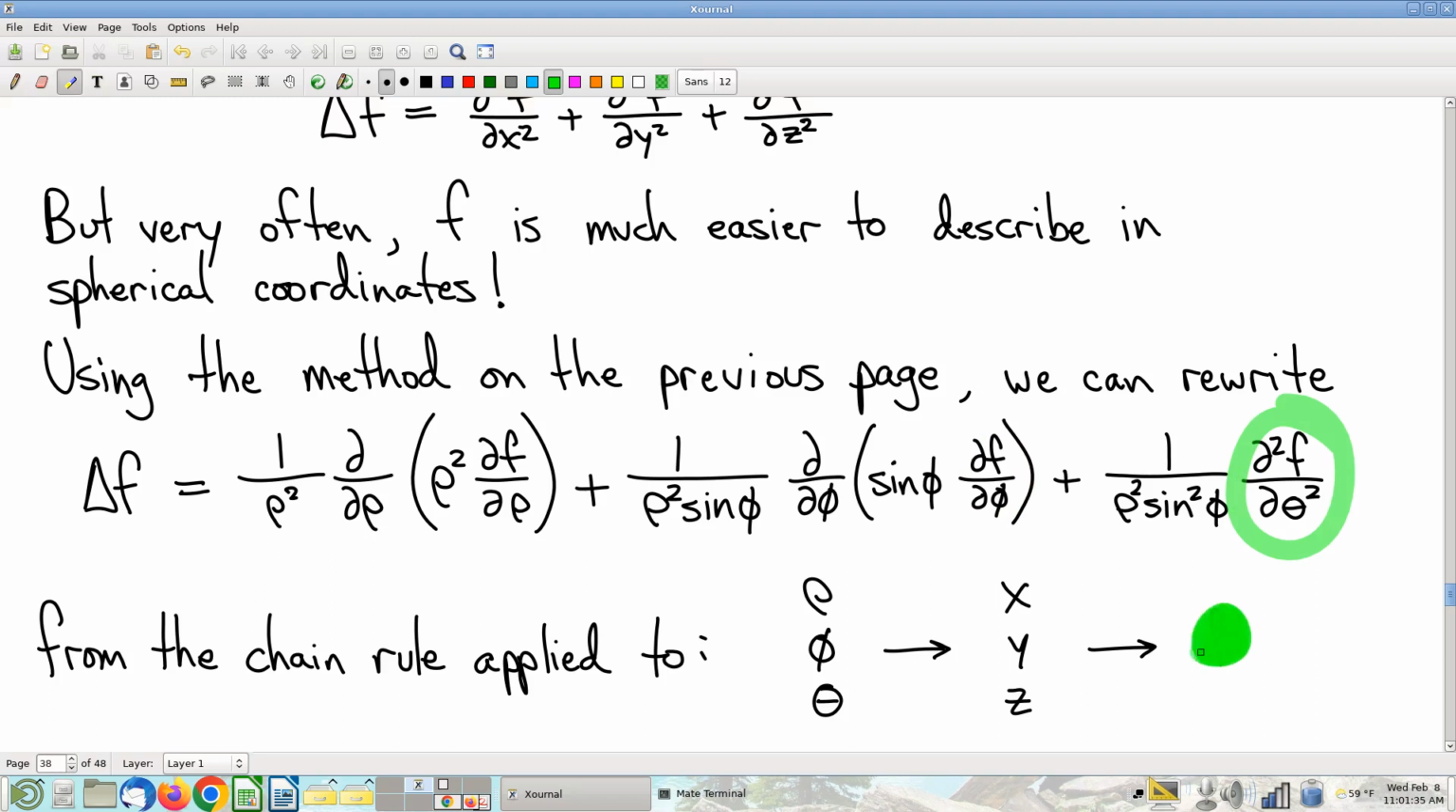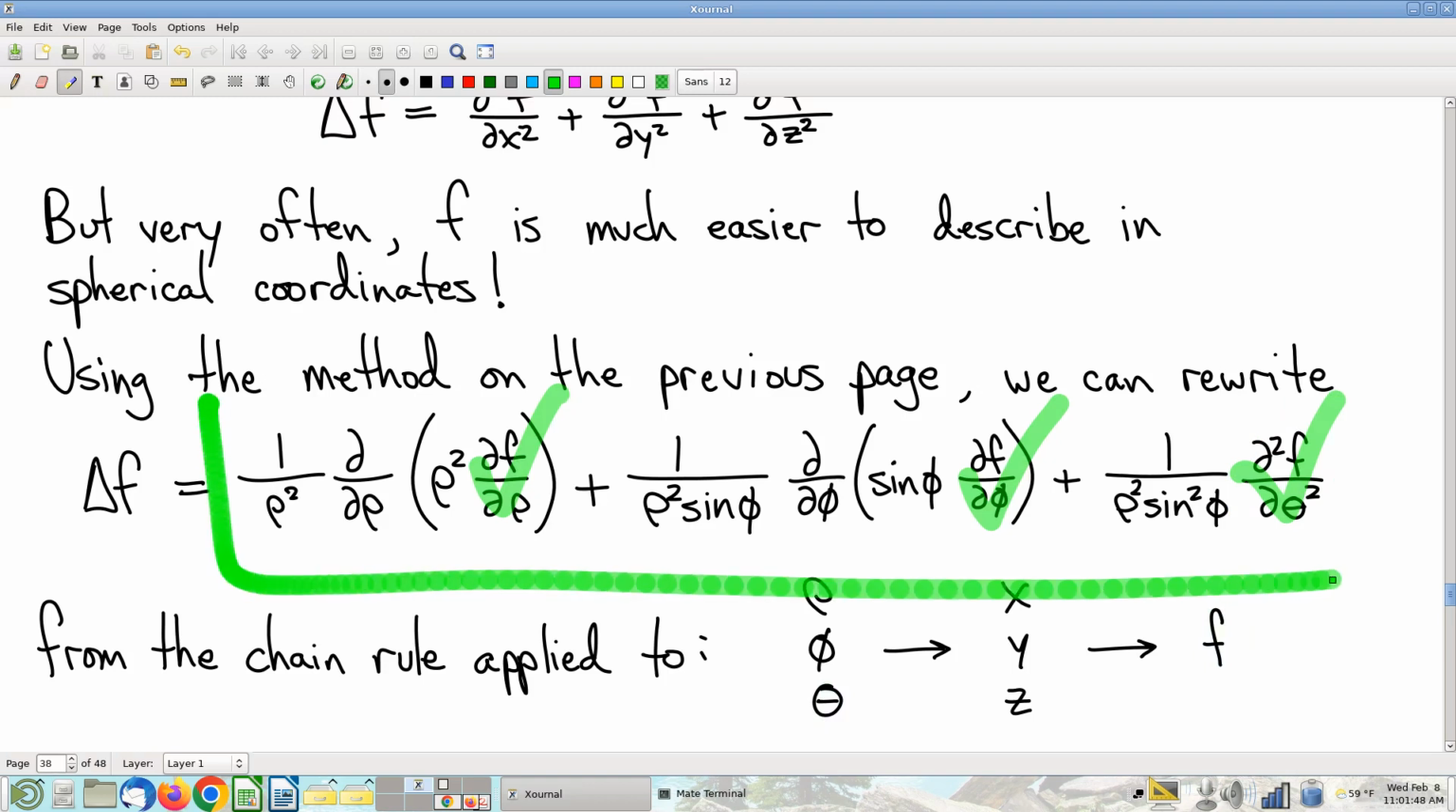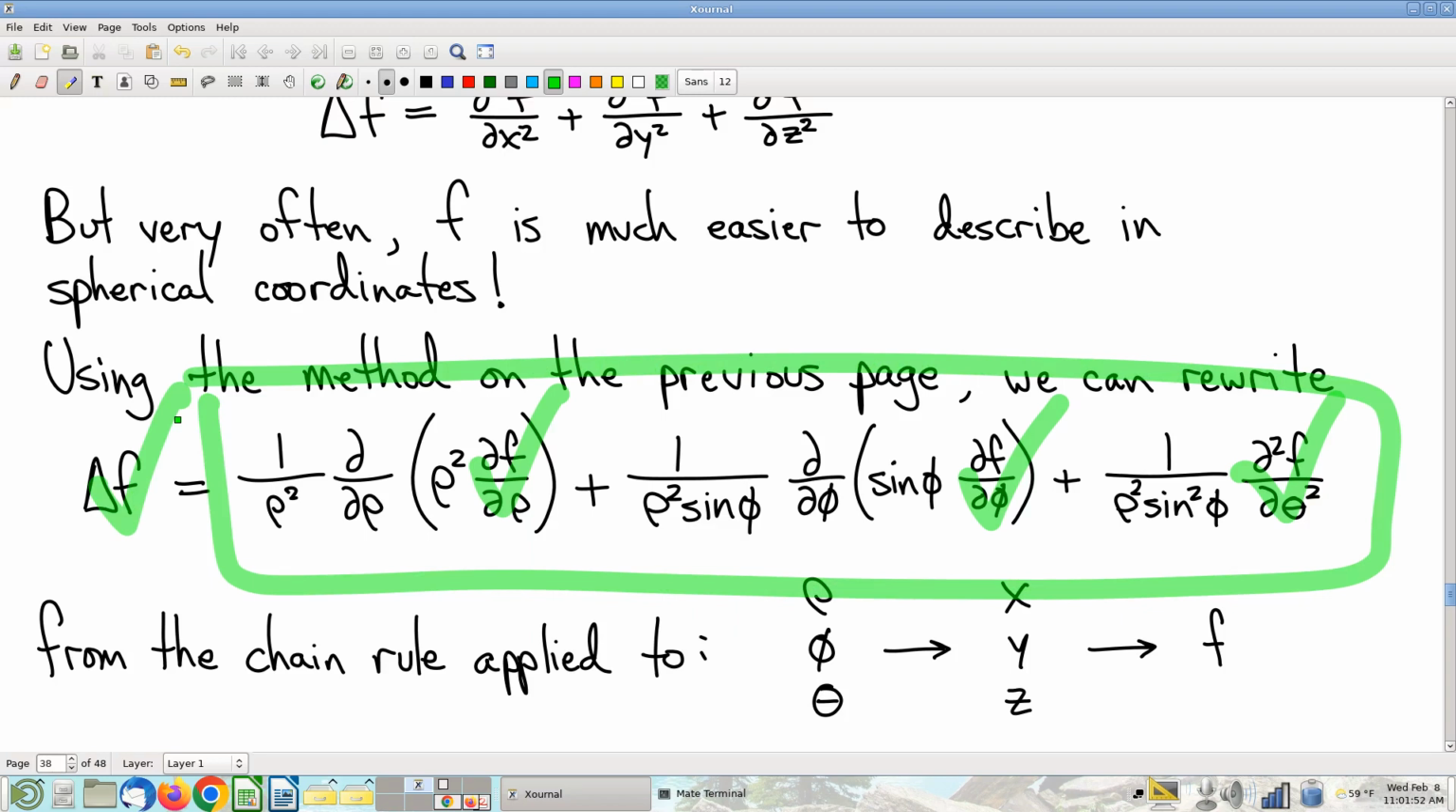Again, just methods from the previous page. There's f, there's theta. You can compute that second partial. And with all of those things computed, with this computed and that, you can plug all of that into here, and sure enough, it works.